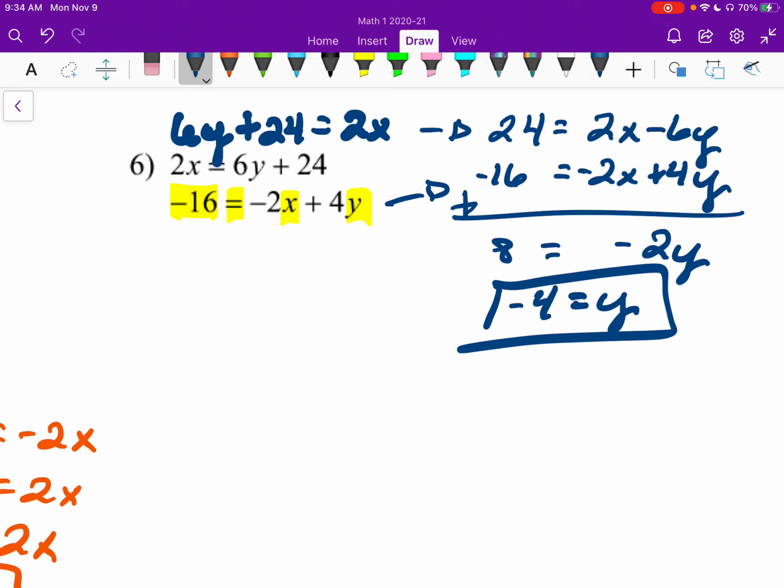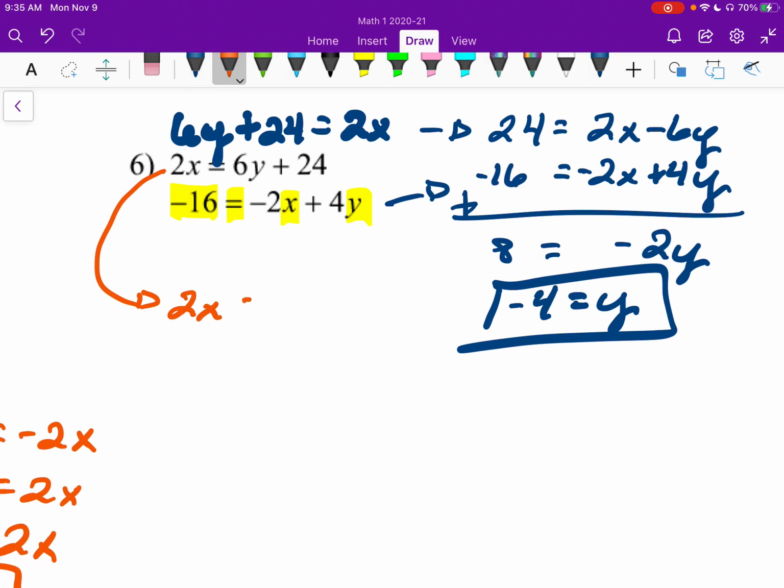I need to plug in my y to get an x. I'm going to use the top equation. The reason I chose the top equation here is because I know I'm going to be getting an x, so I really would like an x equals. So I picked the equation that was closer to having an x equals. Again, both equations will give you the same answer. I'm just trying to be the lazy person and do it with the least amount of work, right?